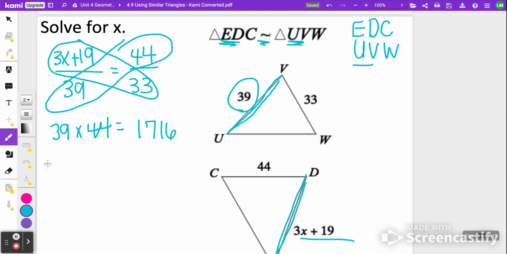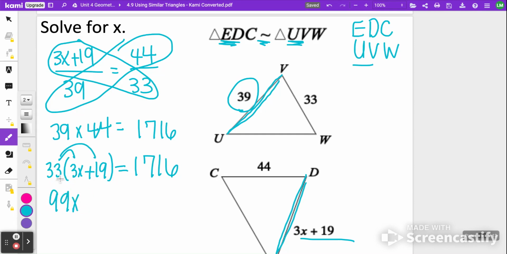Now, when you multiply these things, this means 33 times 3x plus 19 is equal to 1,716, okay? It means I'm going to do some distribution here. 33 times 3 is 99. And then 33 times 19 is 627. You should be using a calculator to help you.